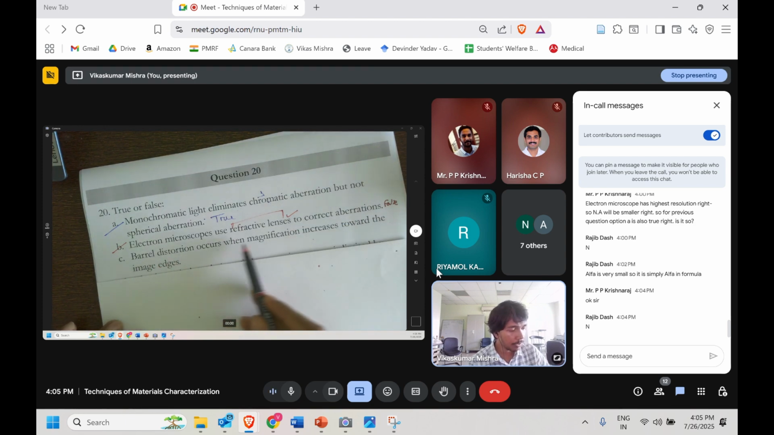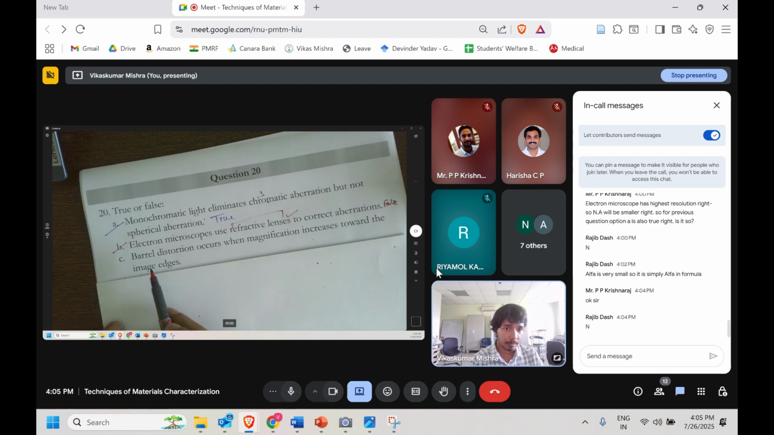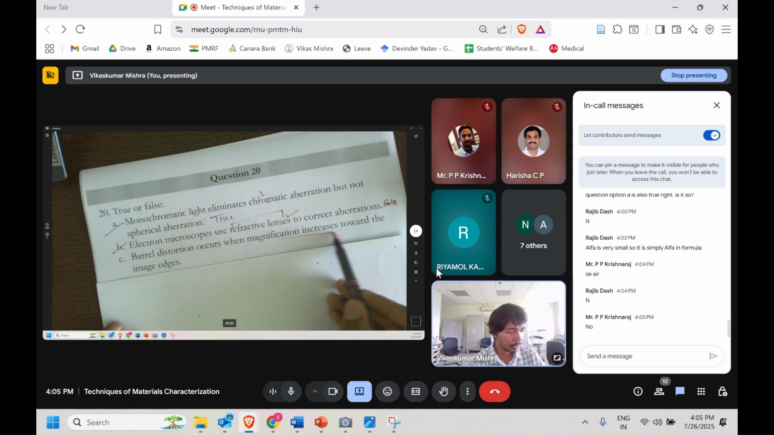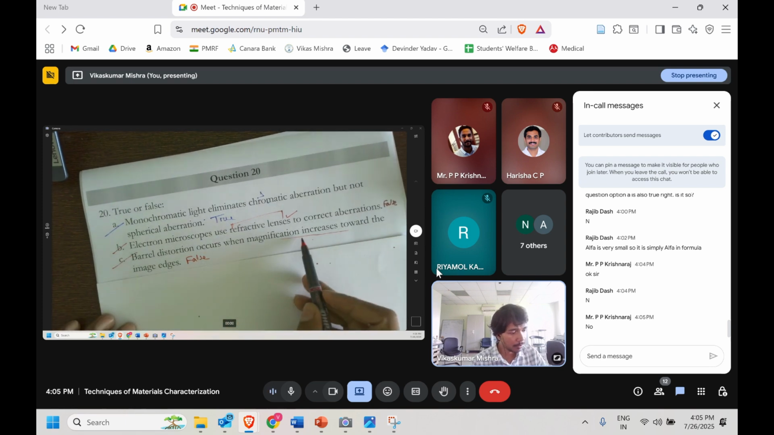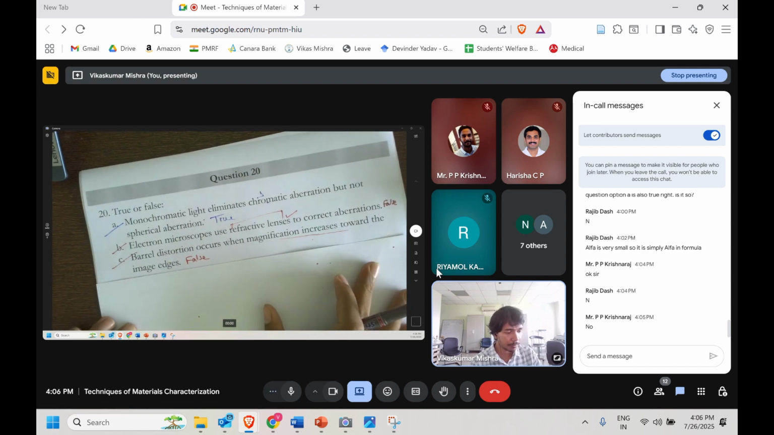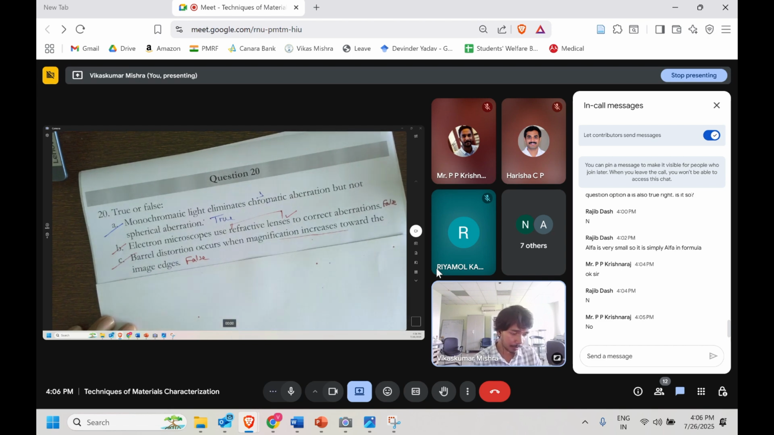Barrel distortion occurs when the magnification increases toward the image edge. No, right? Very good, Chris Prasad. So it's false. It's the other way around. The magnification should be more towards the center, and toward the edge it should be less.